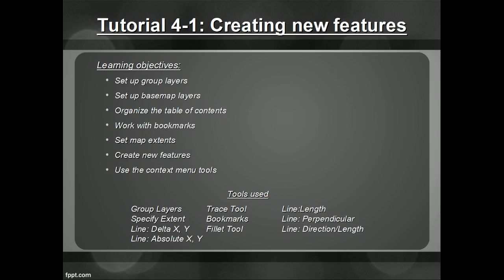Tutorial 4.1, Creating New Features. This tutorial is pretty basic, and we're not going to go too in-depth in it, but it's kind of the things that I'm assuming everybody already knows. It's basic organization of the table of contents, how to group layers, how to rename layers, how to set bookmarks, set the map extents, and then it kind of dabbles in creating new features and using the context menu tools.